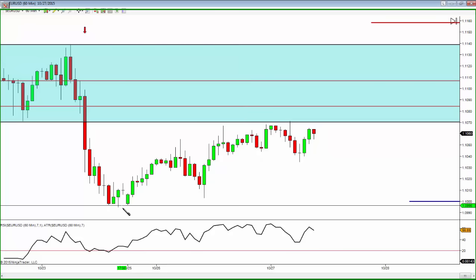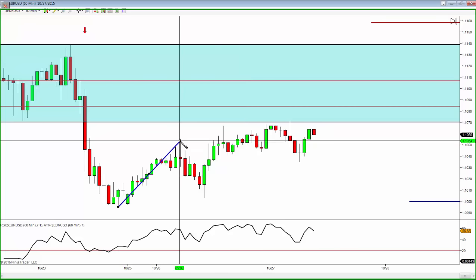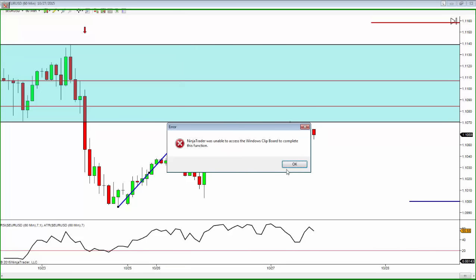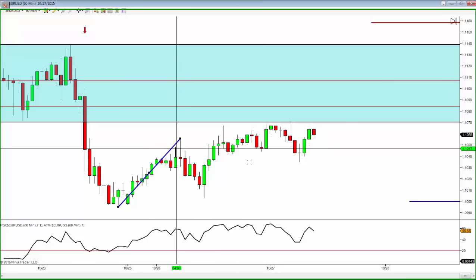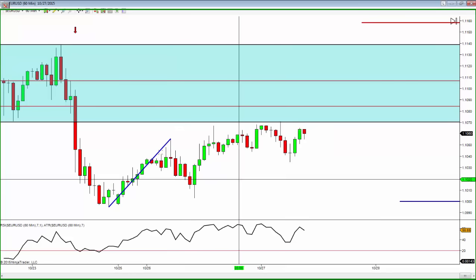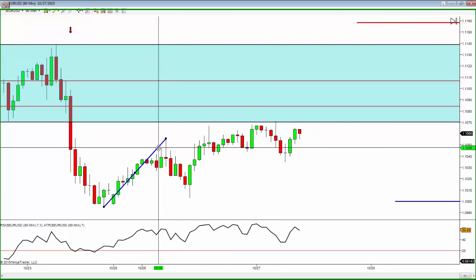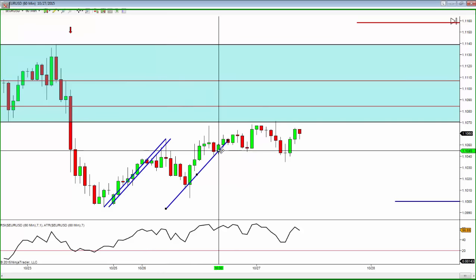Now, let's see how we can do that. If I take some harmonic moves here, we're going to be setting up close to a 3 drives pattern. If Ninja would let me copy and paste it. Come on, Ninja. There we go. Never have this problem with TradingView.